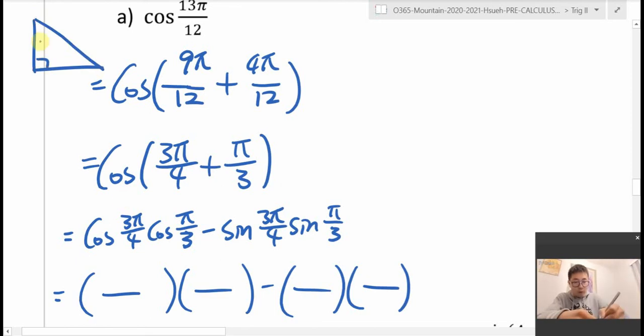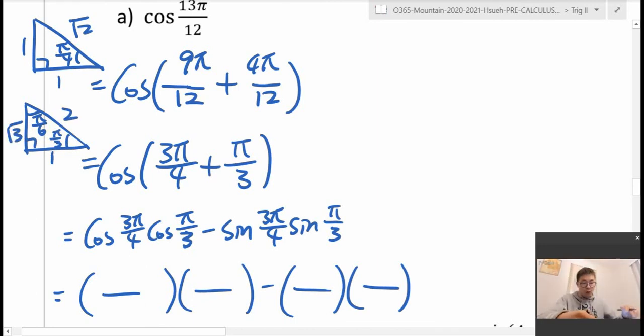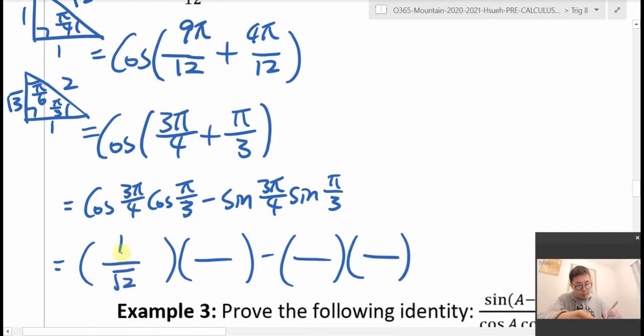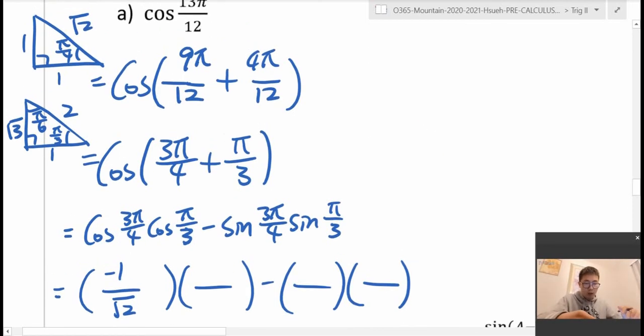3 pi over 4, the reference angle is pi over 4, so there's my pi over 4, 1, 1, root 2. And then I have another one, this is pi over 3. My triangles are not drawn to scale. So cosine 3 pi over 4 is simply going to be 1 over root 2. But because we're in the second quadrant, the cosine ratio will be negative. Cosine of pi over 3, adjacent over hypotenuse, is 1 over 2.